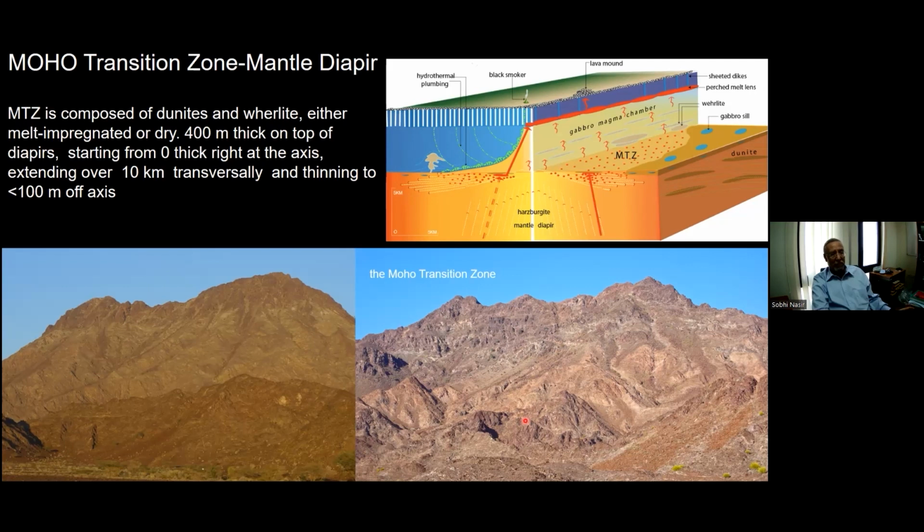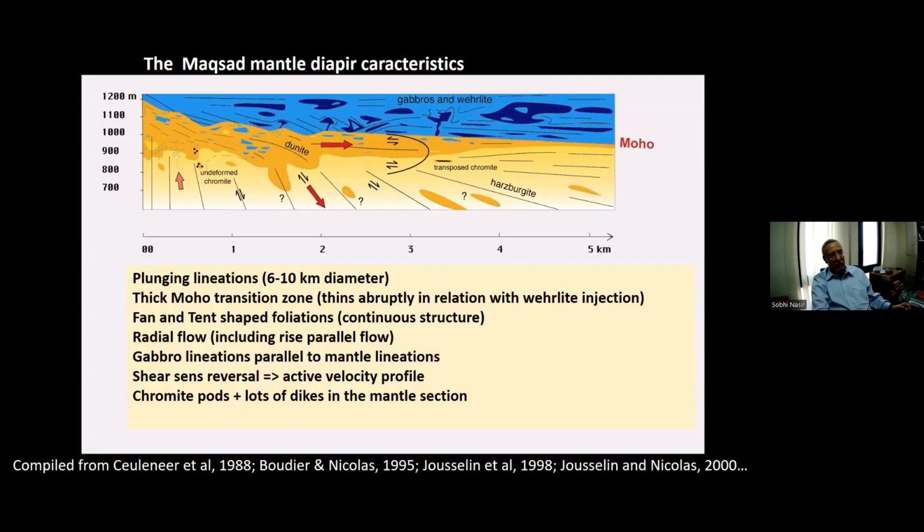Now in Oman, we have 5 diapirs. All of them are around 5 to 10 kilometers in thickness. And they are well studied by the French group. And they studied one of the best diapirs called the Maqsad mantle diapir here. And they found several evidences for mid-ocean ridge environment, which include plunging lineation, thick MOR transition zone, fan and tent-shaped foliation as a continuous structure, radial flow, gabbro lineation parallel to the mantle lineation, shear sense reversal indicating an axial profile, many chromite pods with a lot of dikes in the mantle section.